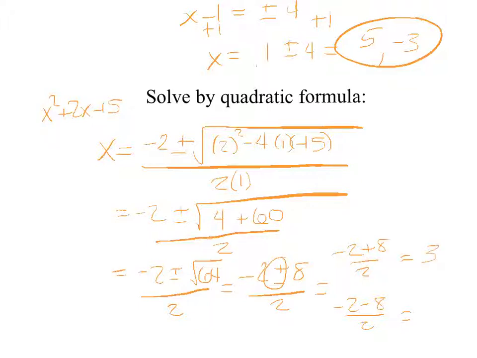We've got a problem here. Why do I have... negative b plus or minus. I'm supposed to get negative 3 and a positive 5.